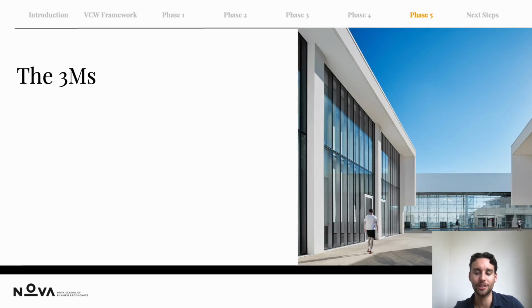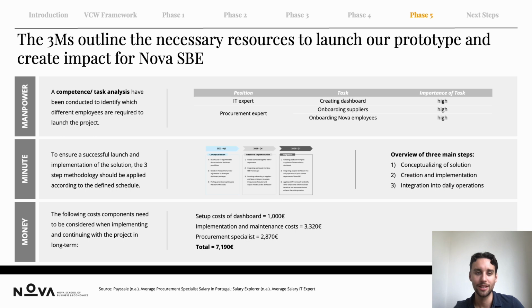Let's now have a look into the 3 M's. So here you have a quick overview, and then we will go into a deep dive for each of the 3 M's. So here you have the manpower, the minute, and the money. And you can see that manpower is really limited, so we only need 2 people, but which have really important tasks such as creating the dashboard, onboarding suppliers, and onboarding Nova employees.